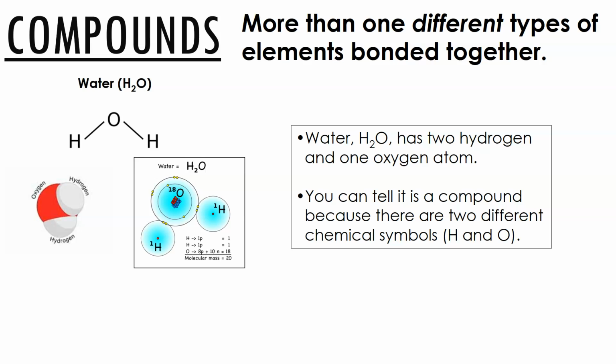So if you look at water, we have hydrogens and we have oxygens. So we know that it's a compound because we have two different types of elements present. We have hydrogens and we have oxygens.